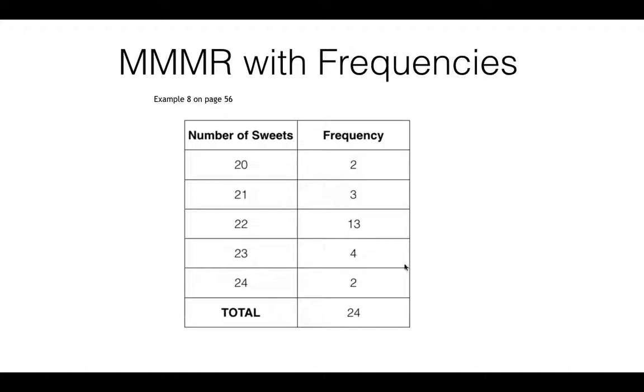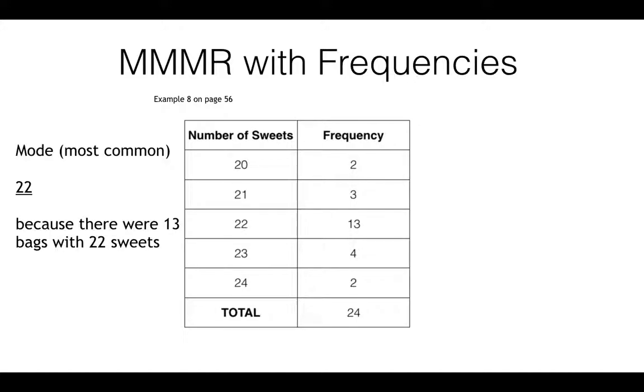The second column is your frequency column. So how many bags contained that many sweets? So 2 bags had 20 sweets in. 3 bags had 21 sweets in. 13 bags had 22 sweets in. 4 bags had 23 sweets in. And 2 bags had 24 sweets in. By adding all of these up, I can find how many bags were in my sample. So the sample here contains 24 bags of sweets.